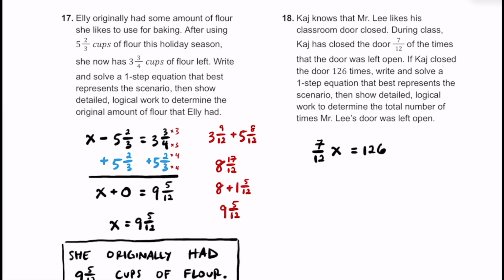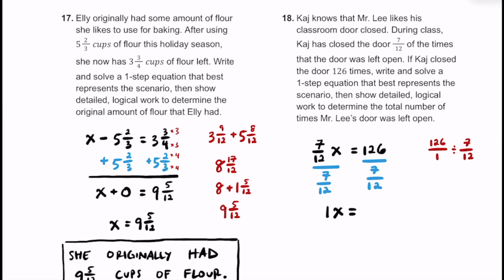Now, if we want to figure this out, we can go ahead and do the inverse operation. So we want the coefficient of X to be 1. So right now it's 7/12, but we can go ahead and use the division property of equality and divide both sides by 7/12. 7/12 divided by 7/12 is going to be 1. So it's going to be 1x is equal to, and on the right side, we have to do this 126 and divide that by 7/12.